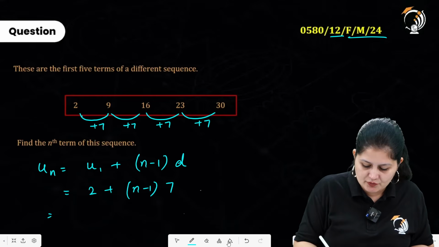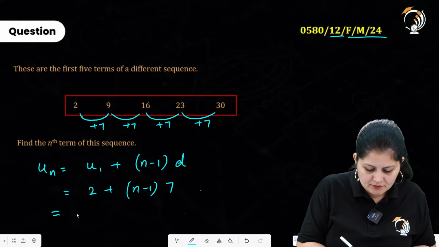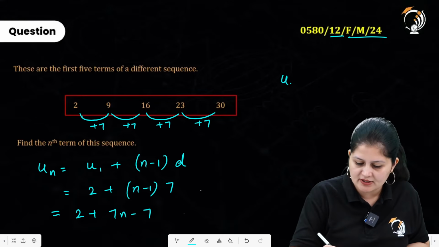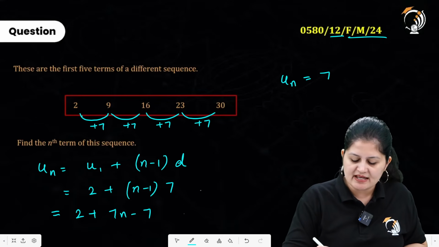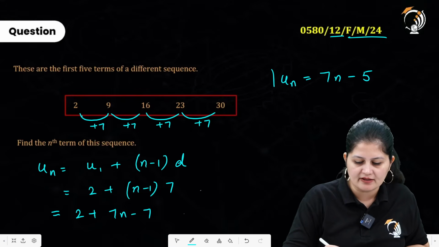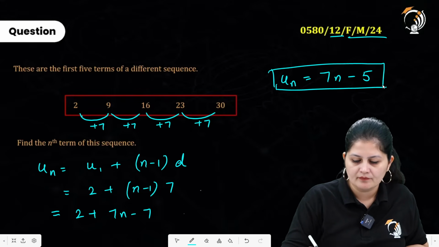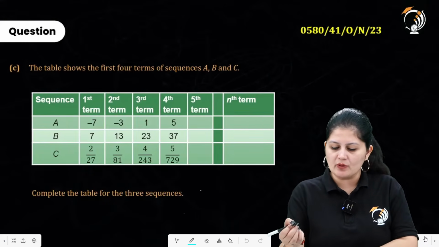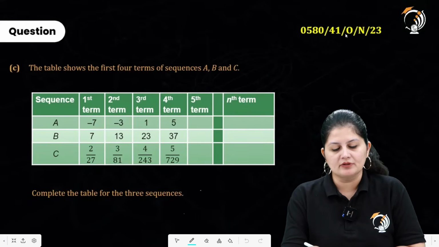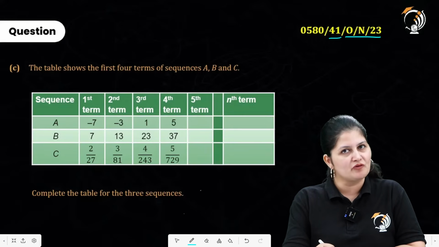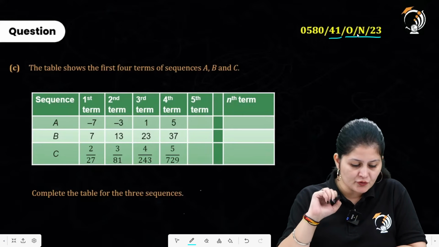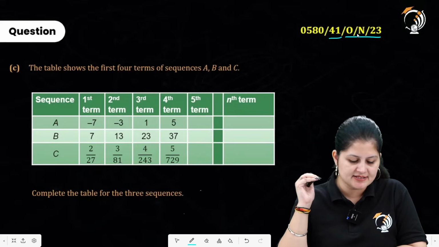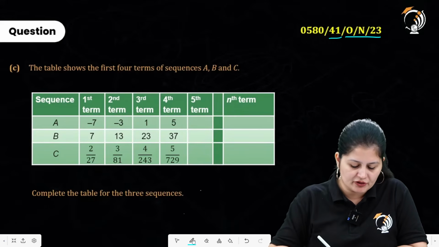So it is going to be 2 plus 7n minus 7. So the answer, the nth term, is going to be 7n minus 5. Is that clear? Yes? Now moving to the next question here, which is again a question from the paper of October-November 23 from the variant 4-1. So here the table shows the first 4 terms of the sequences A, B and C. Complete the table for the 3 sequences.